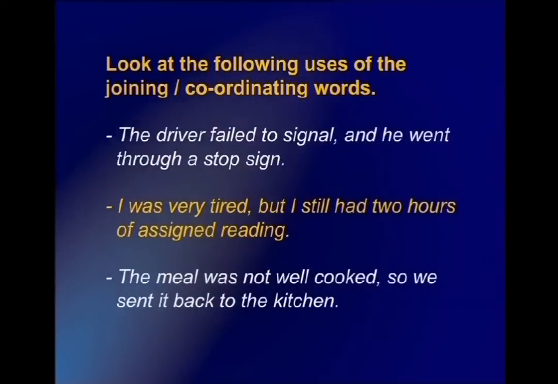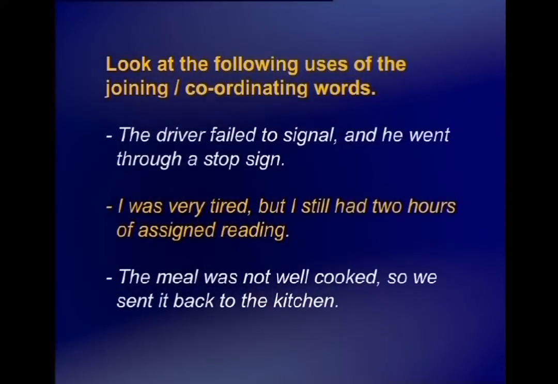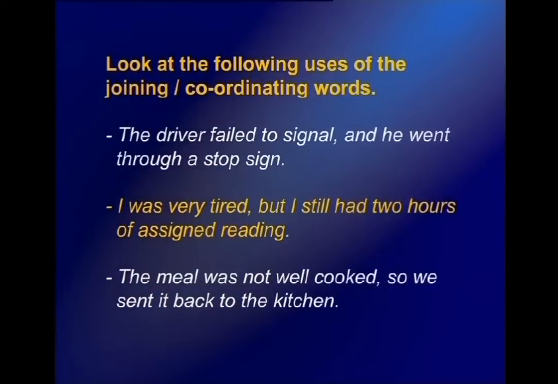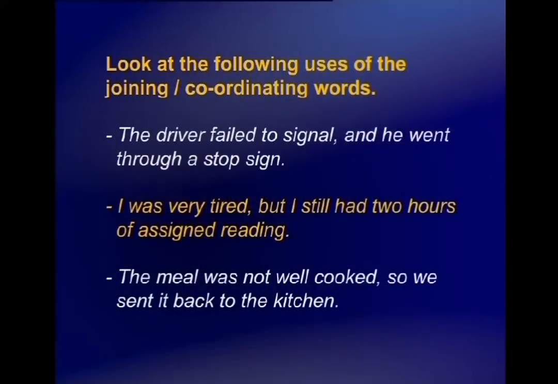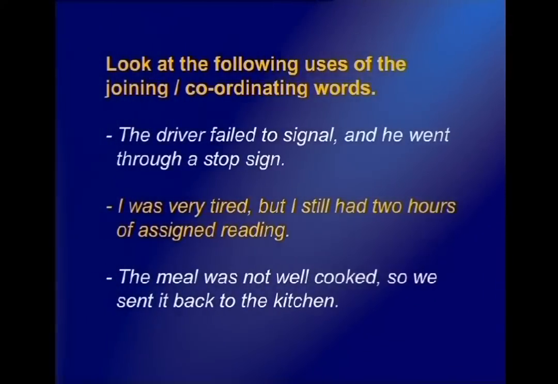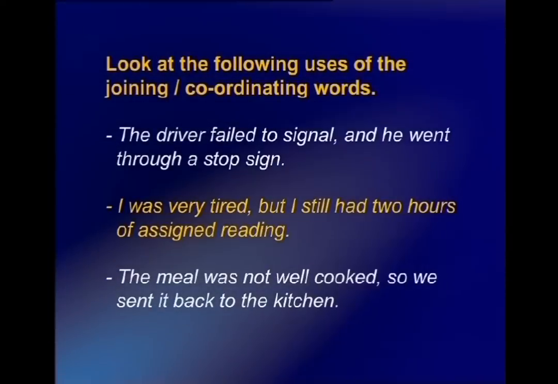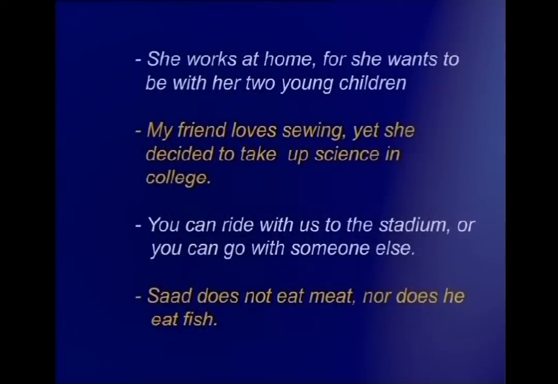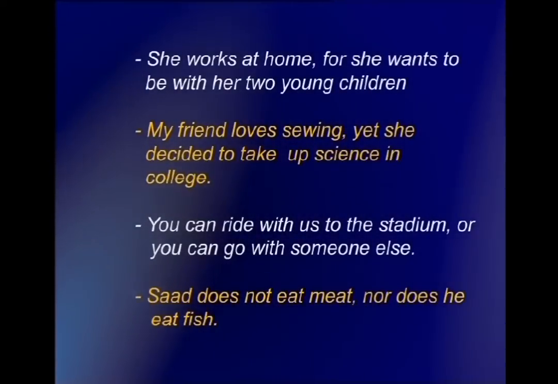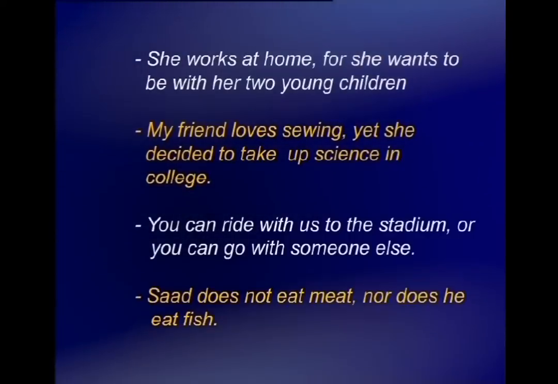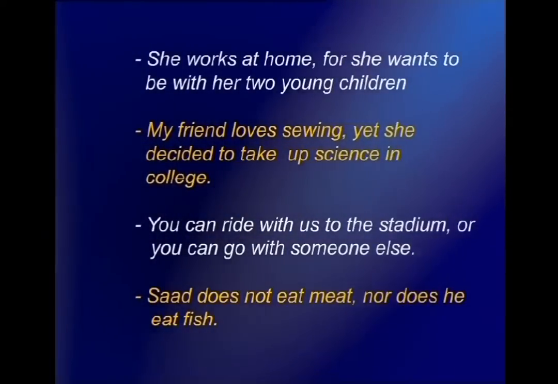The second example, I was very tired, but I still had 2 hours of assigned reading. Now, in that sentence, but over there means however. And the meaning is, I was very tired, however, I still had 2 hours of assigned reading. The third one, the meal was not well cooked, so we sent it back to the kitchen. So over here means as a result, because the meal was not well cooked, as a result, we sent it back to the kitchen. Another example, she works at home, for she wants to be with her 2 young children. The use of the joining word for in that sentence means because. It means that she works at home because she wants to be with her 2 young children.